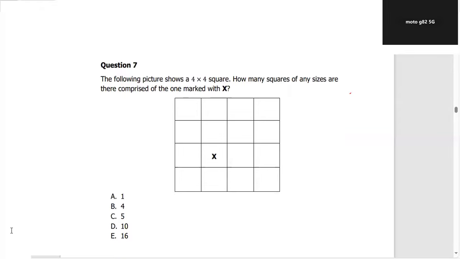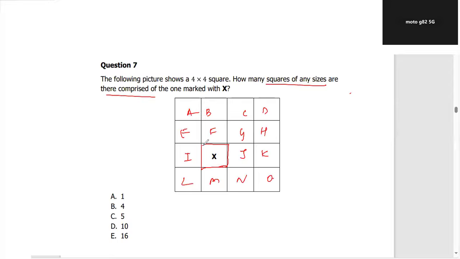Question 7. The following picture shows a 4 by 4 square. How many squares of any size are there comprised of the one marked X? So any square that we make has to have X. So this is my square number 1. Okay. Then let's just name them so that we understand. Let's just name them A, B, C, D. This is only for your understanding. In your exams, you don't have to do this. This is I, J, K, L, M, N, O.